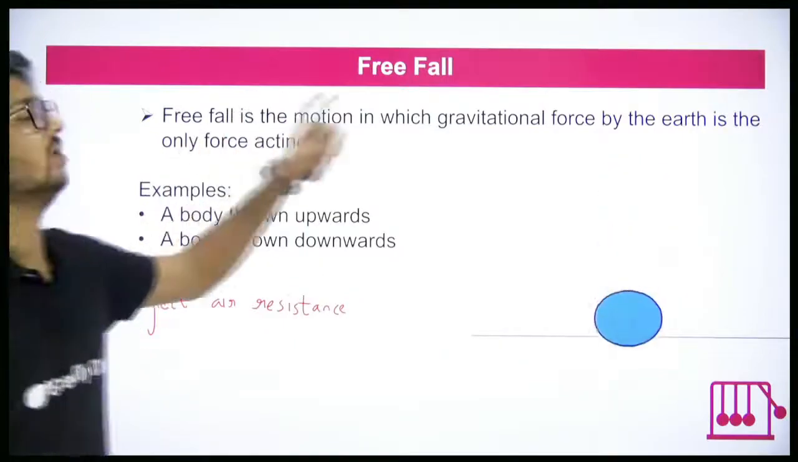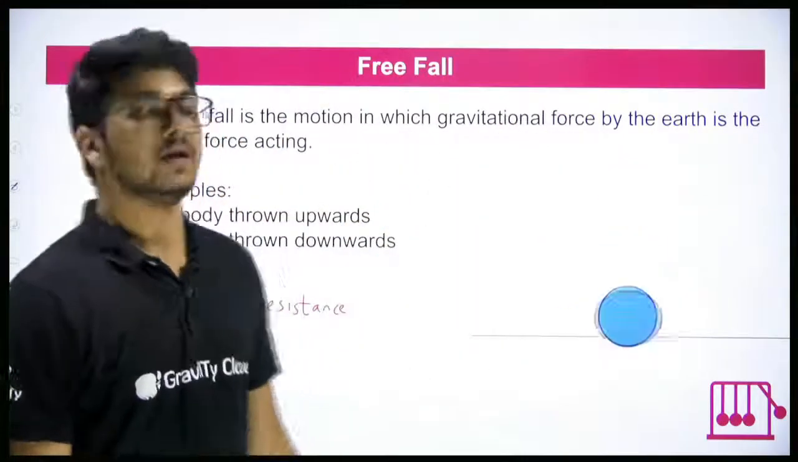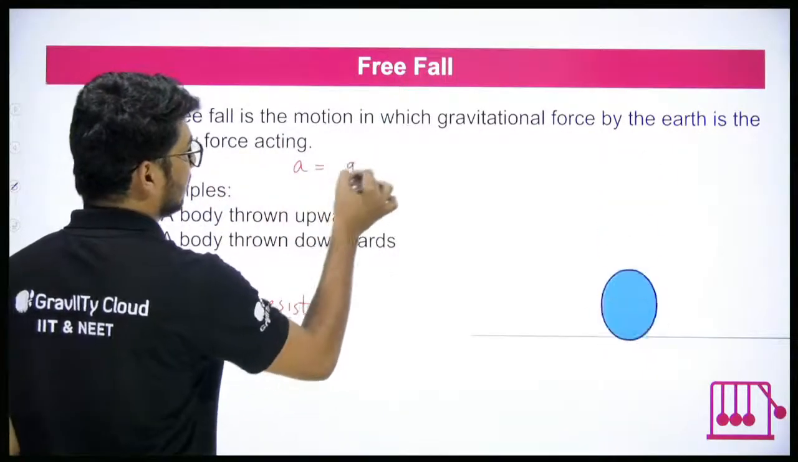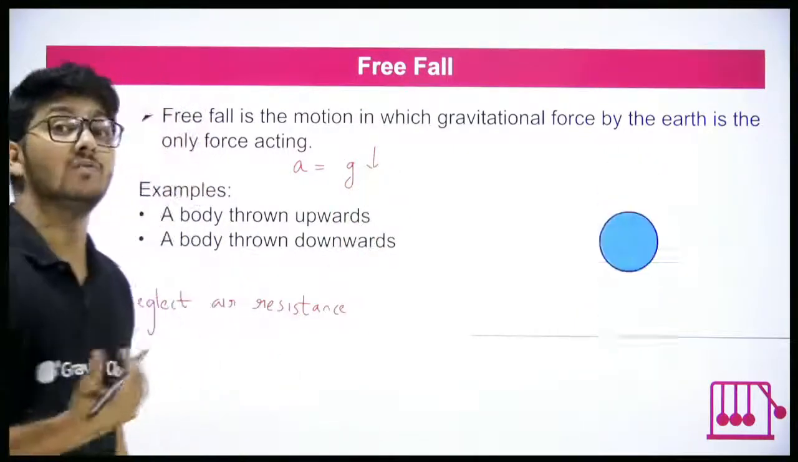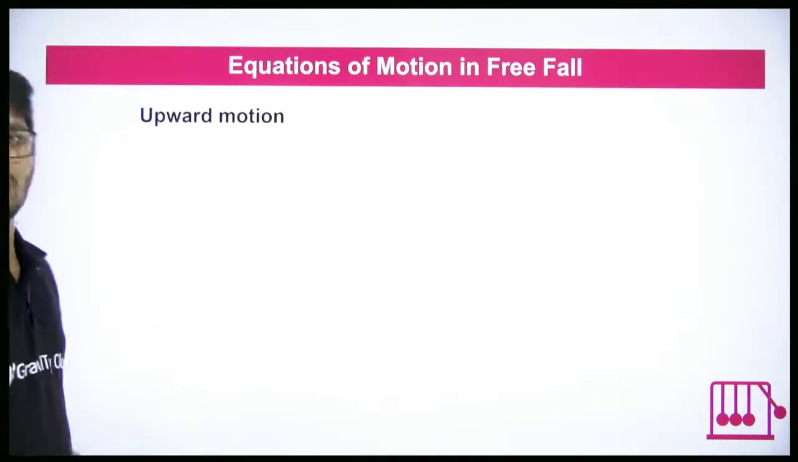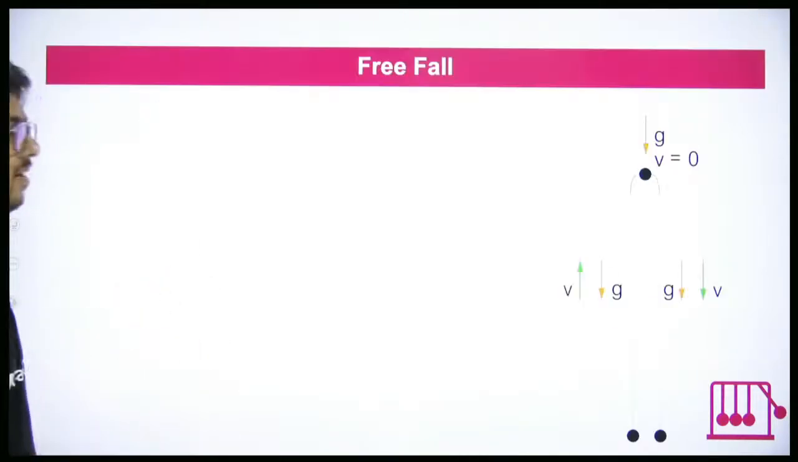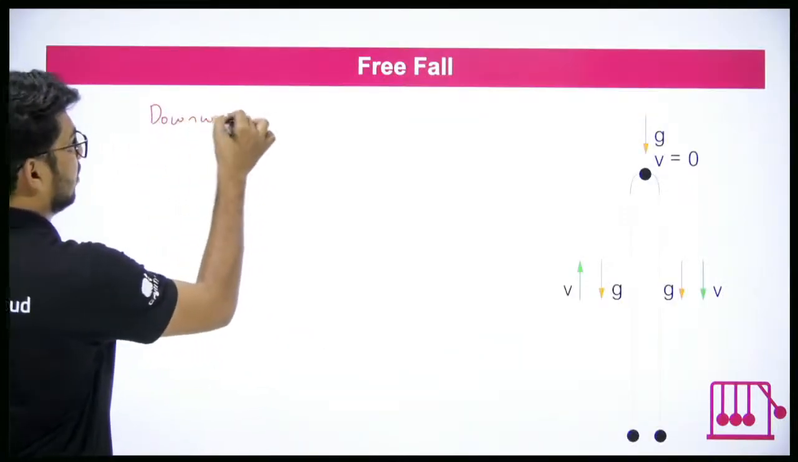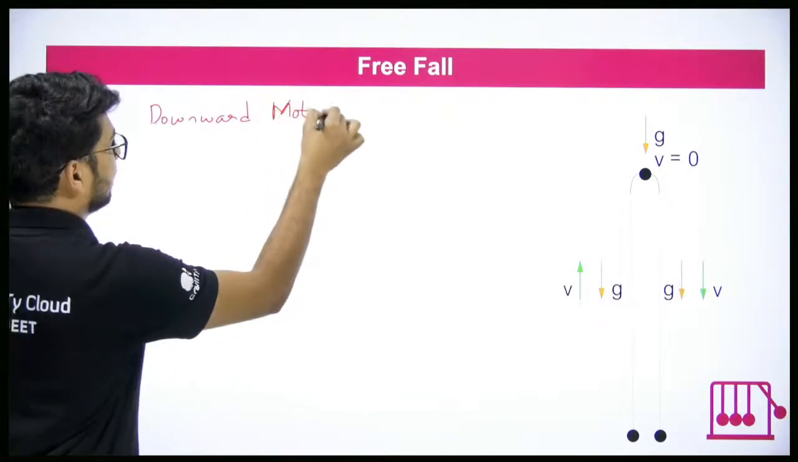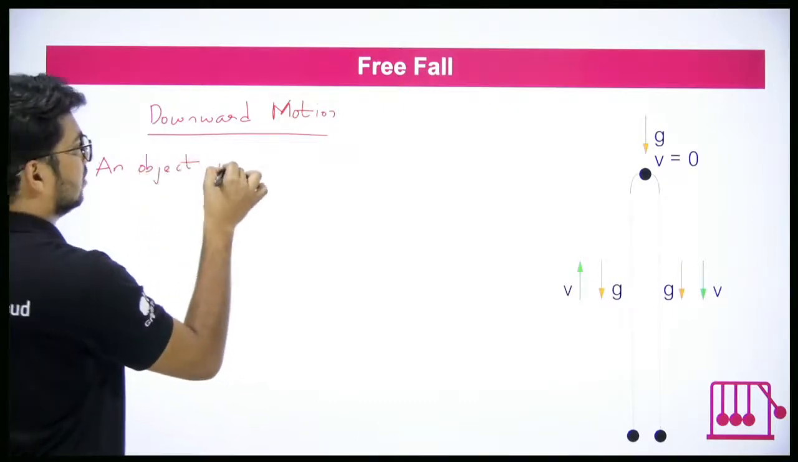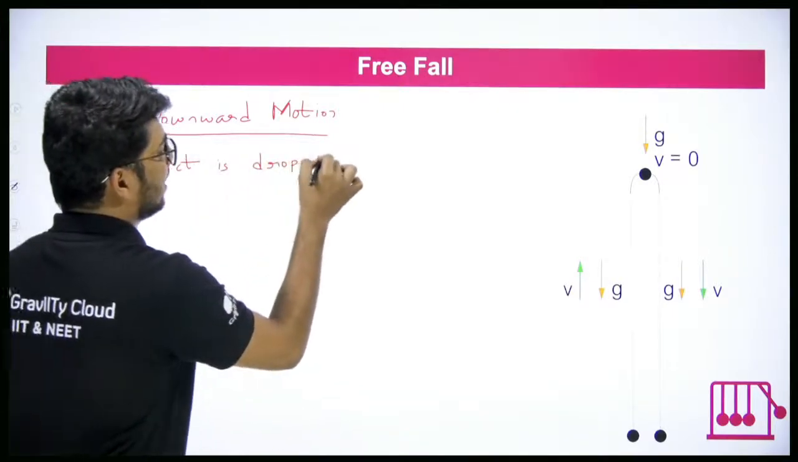Only one force is acting, which force? Gravitational force by the earth. And in that case, what is the acceleration? In that particular case, acceleration will be equal to g in which direction? In the downward direction. Good. I think in the last class, we have learnt about downward motion. Upward motion we'll discuss now. But we discussed downward motion, yes or no? In downward motion, very quickly, what are the points? If an object is dropped, what happens at the top? Its speed will be 0.